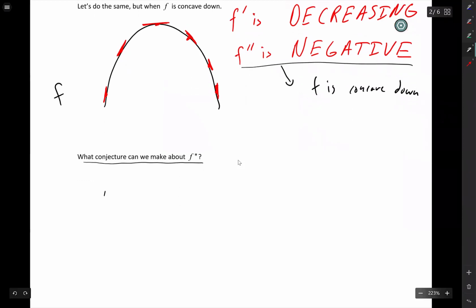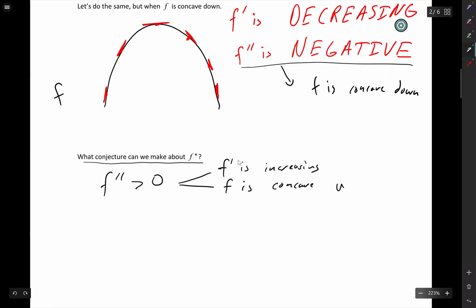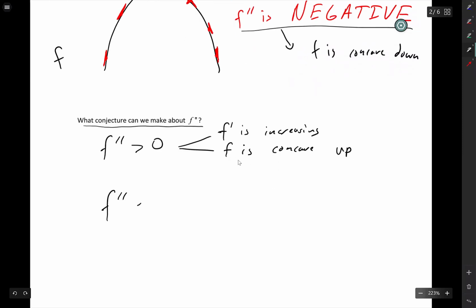So my conjecture, F prime prime being positive means two things. It means that F prime is increasing. And it means that F is what? Concave up. That's a U. All right. F prime prime being negative. That means two things again. That means F prime is decreasing. And it means that F is concave, not concave up, concave down.